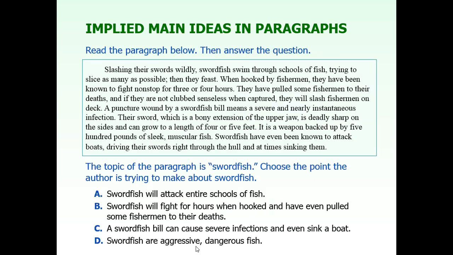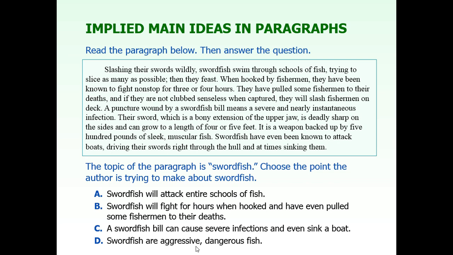So again, we're going to look here. And so it says here, slashing their swords wildly, swordfish swim through schools of fish, trying to slice as many as possible. Then they feast. When hooked by fishermen, they have been known to fight nonstop for 3 or 4 hours. They have pulled some fishermen to their deaths, and if they are not clubbed senseless when captured, they will slash fishermen on deck. A puncture wound by a swordfish bill means a severe and nearly instantaneous infection. Their sword, which is a bony extension of the upper jaw, is deadly sharp on the sides and can grow to a length of 4 or 5 feet. It is a weapon backed up by 500 pounds of sleek, muscular fish. Swordfish have been known to attack boats, driving their swords right through the hull and at times sinking them.